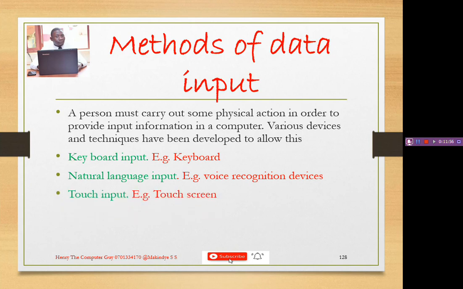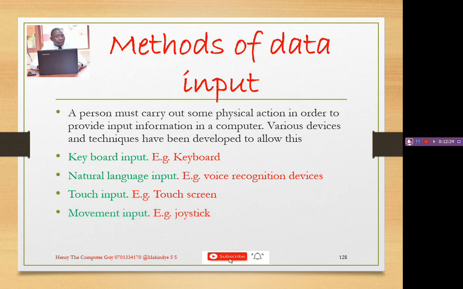Then we have what we call the touch input. In most cases, the touch screen has been the main example of this one, and it is the simplest kind of touch interface that has been in use. There are others, for example, devices which are sensitive to touch. We can have smartphones or touch screens. Then we can have tablets. They all use what we call touch input.